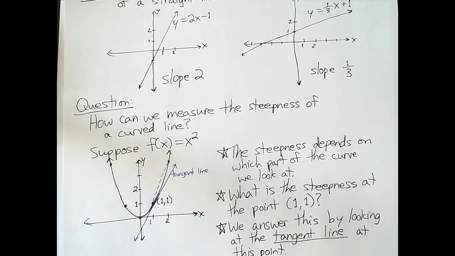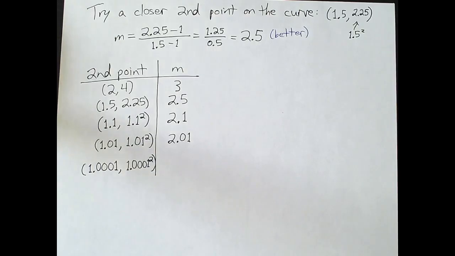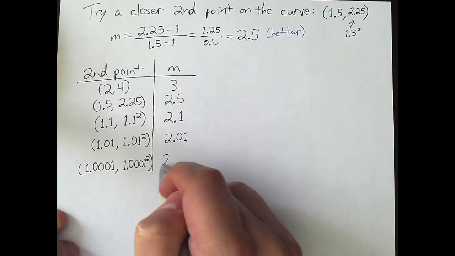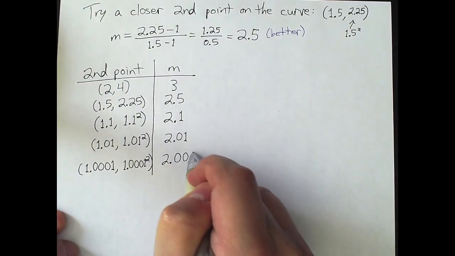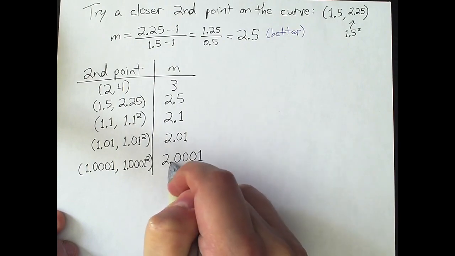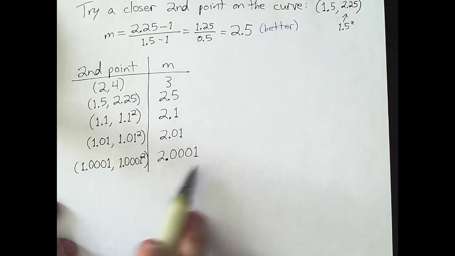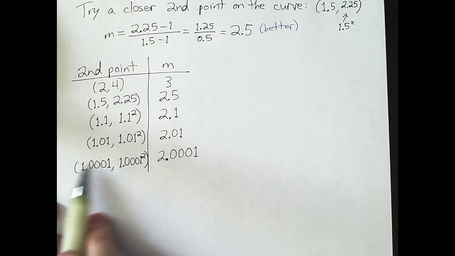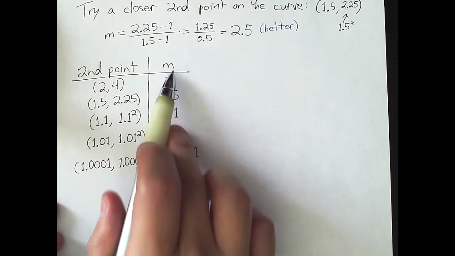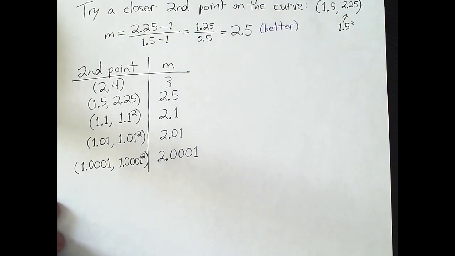So it turns out that the slope that we would get is 2.0001. This seems very close to 2. This seems very, very, very close to 2. The closer my second point gets to the first point, it seems like the closer m gets to 2.